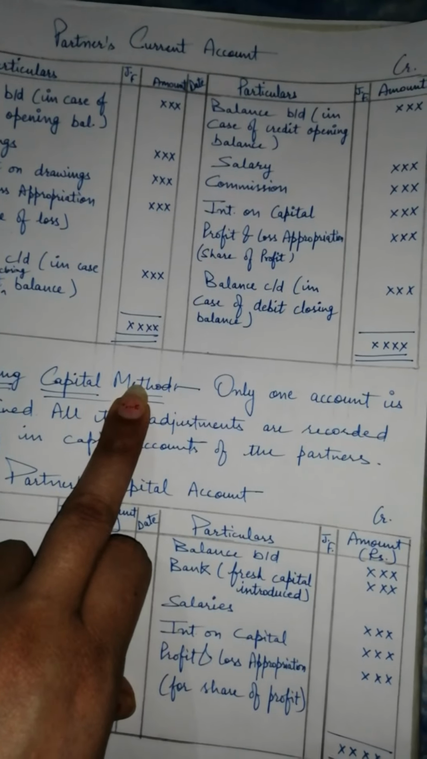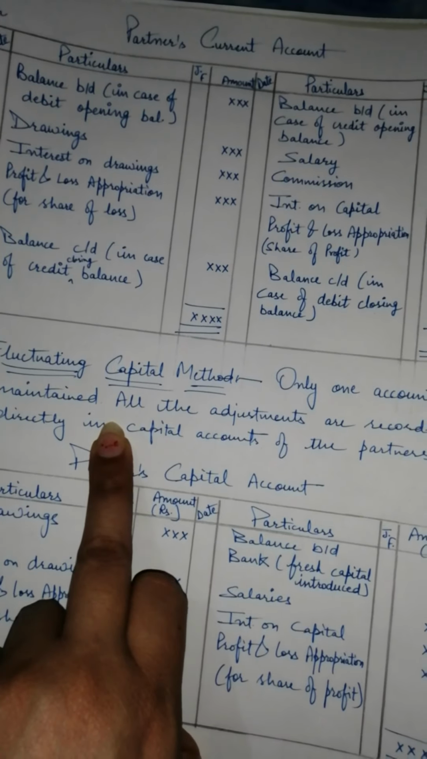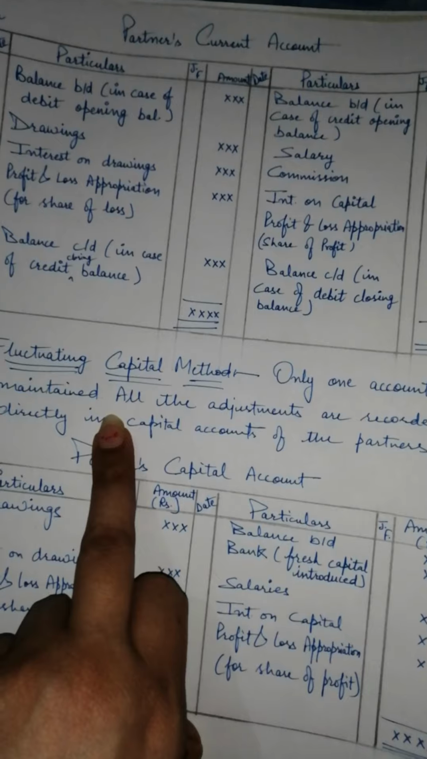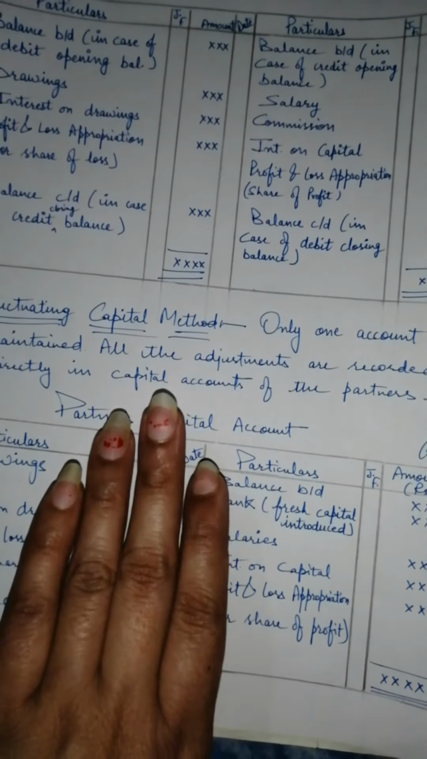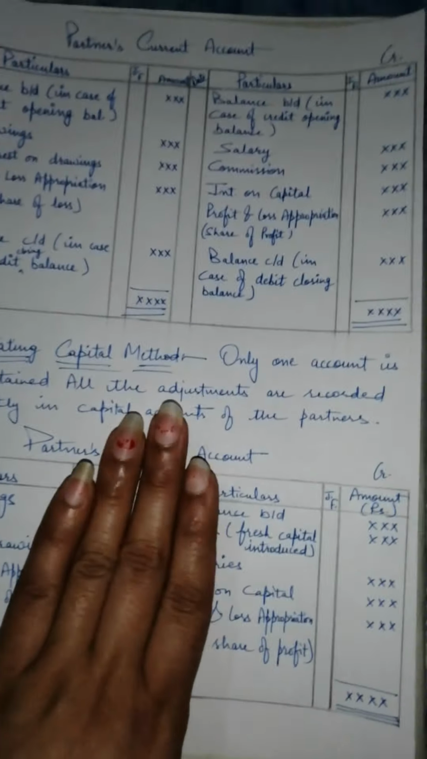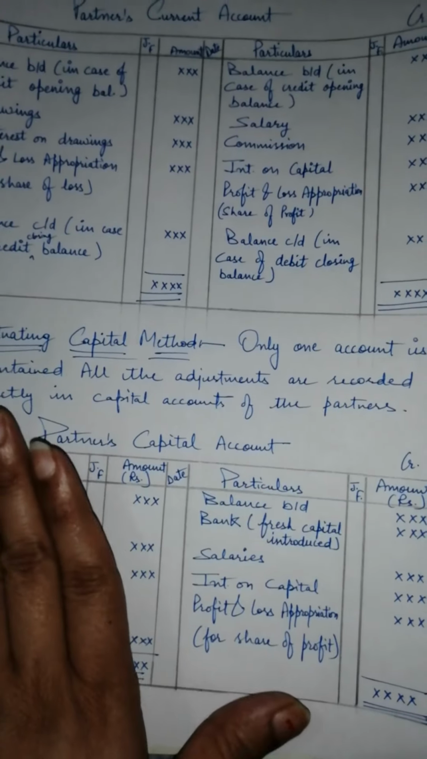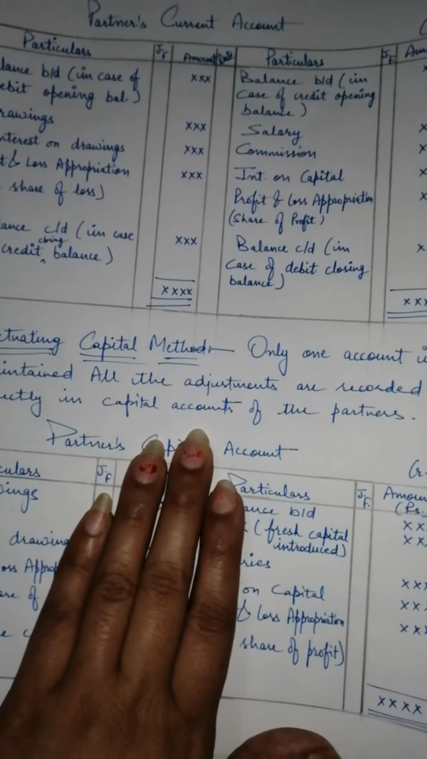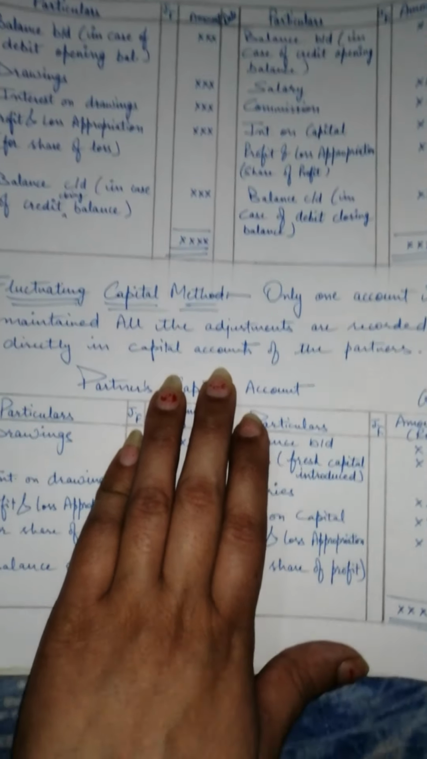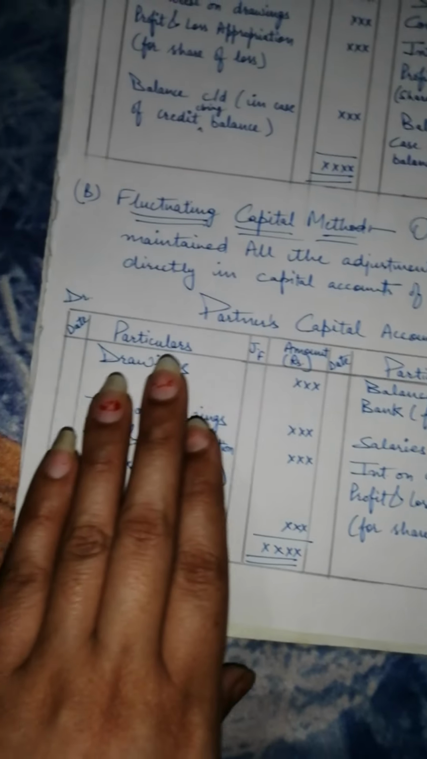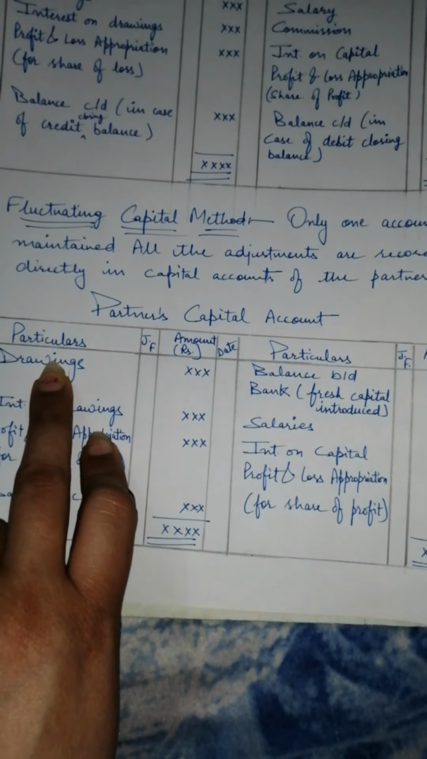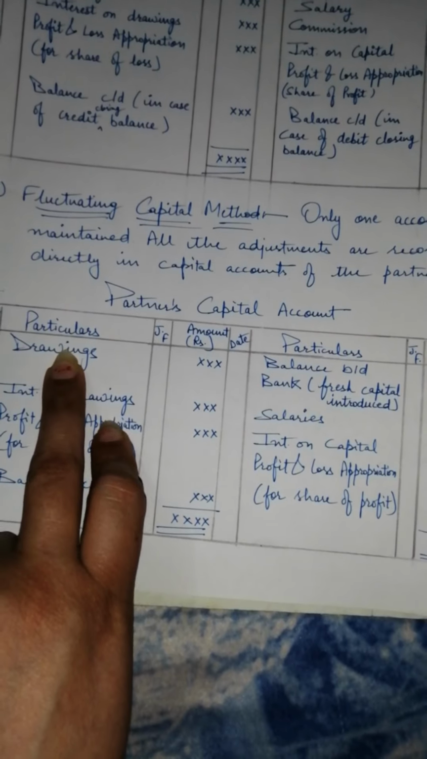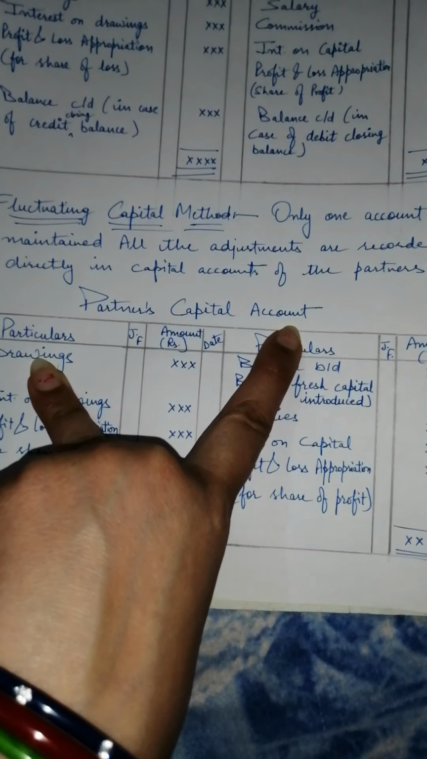Now the fluctuating capital account. In the fluctuating capital account, only one account is maintained. All the adjustments are recorded directly in the capital accounts. No current account will be made in this fluctuating capital method. So now, this is the pro forma for the fluctuating capital method, the partners' capital accounts pro forma.